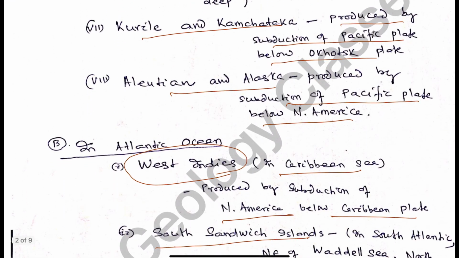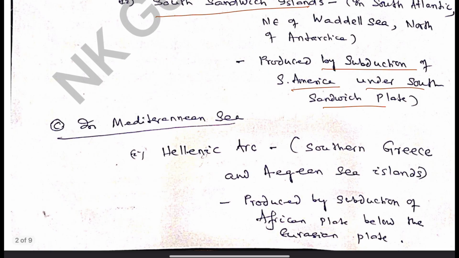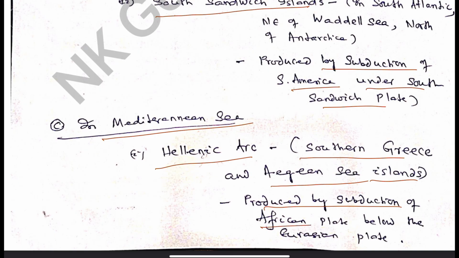So in this way the island arcs have been produced. In the Mediterranean Sea, the Hellenic arc, which is present near southern Greece and the Aegean Sea islands, is produced by subduction of the African plate below the Eurasian plate.